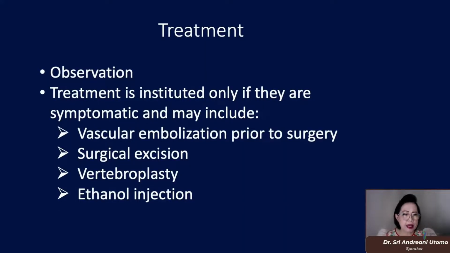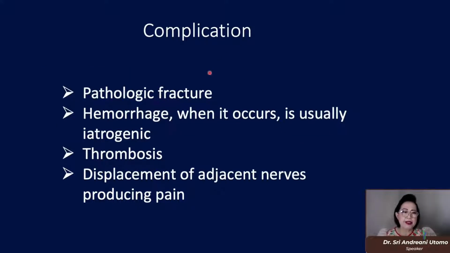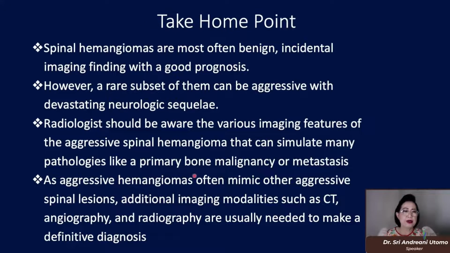Now, how about the treatment of the vertebral bone hemangioma? Observation: treatment is instituted only if they are symptomatic and may include vascular embolization prior to surgery, surgical excision, vertebroplasty, and ethanol injection. And the complication is pathologic fracture, hemorrhage when it occurs. It is usually iatrogenic, and thrombosis, displacement of adjacent nerves producing pain. Okay, so we know.